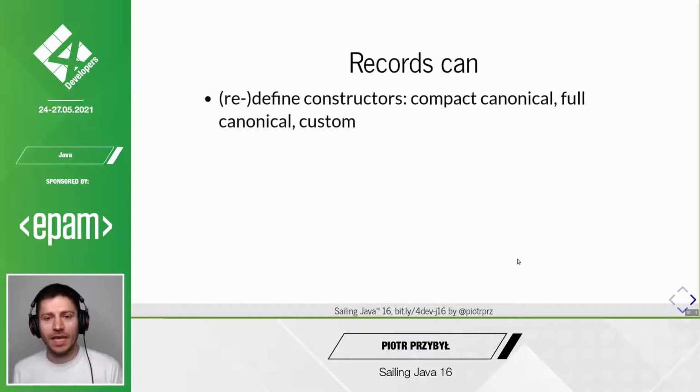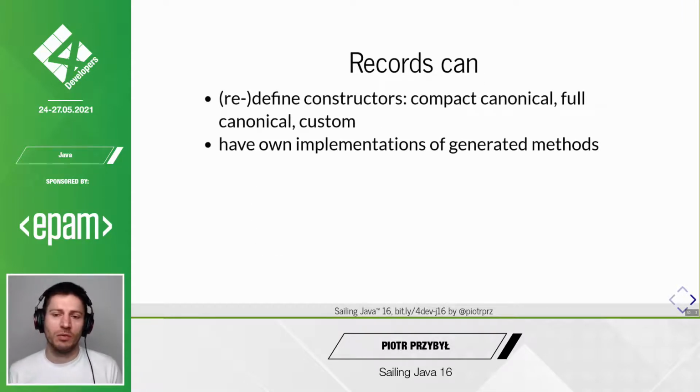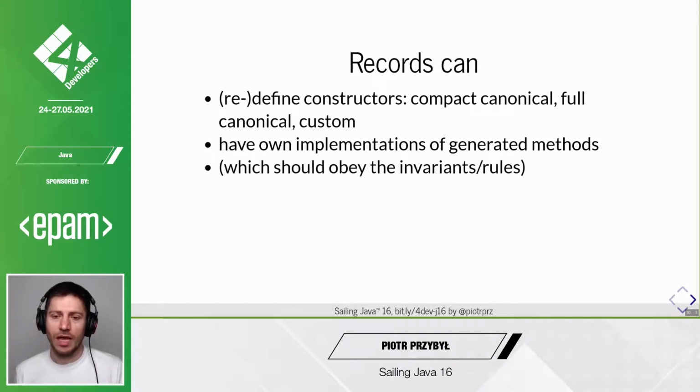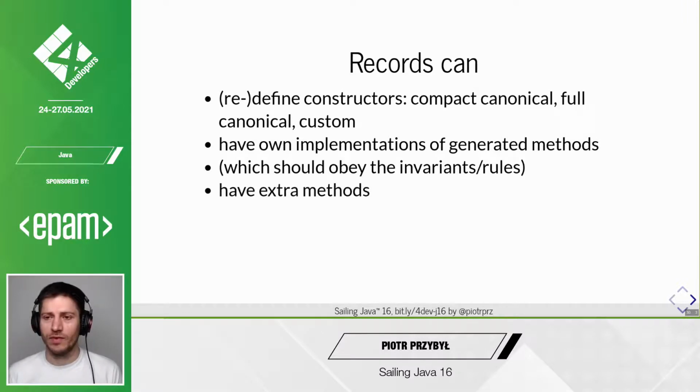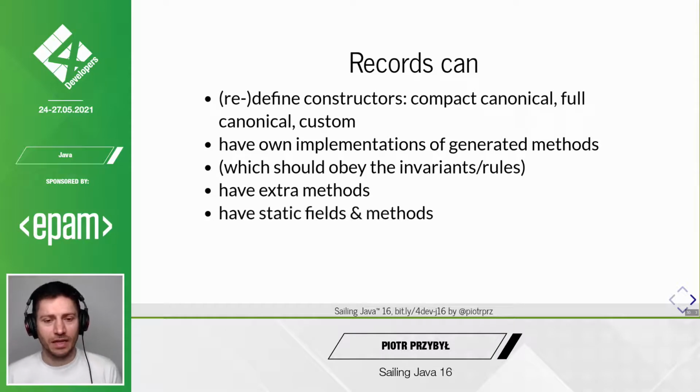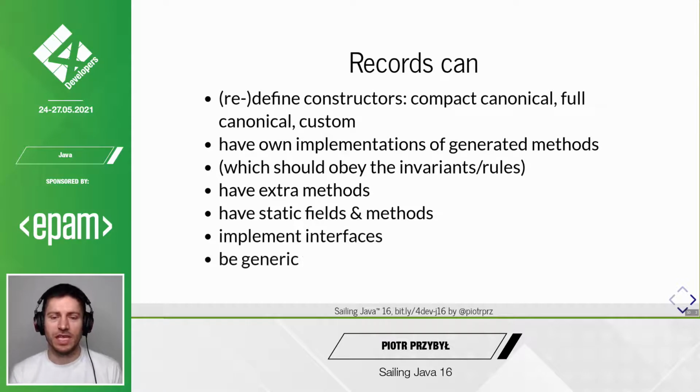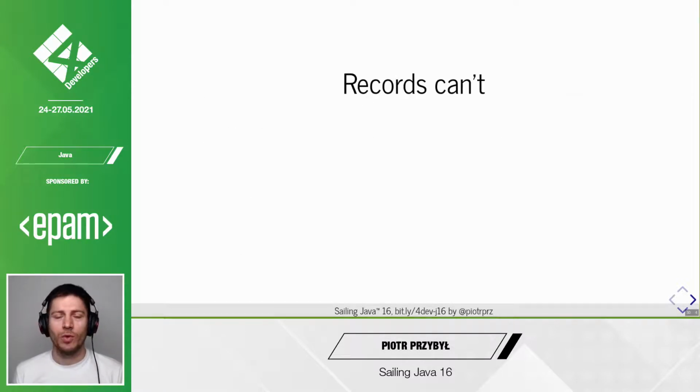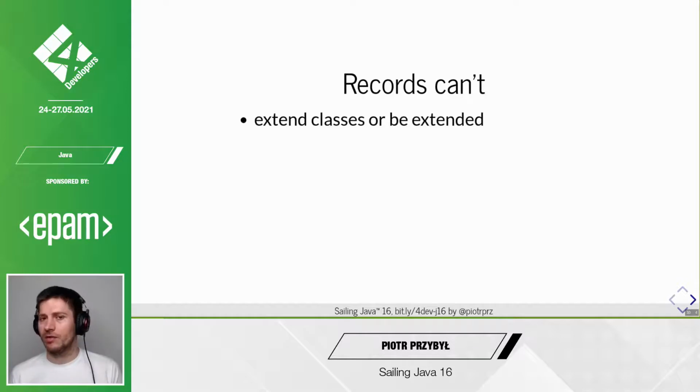What can records do? They can redefine constructors. They can have their own implementations of generated methods. For example, you don't like the toString method, or you don't like the equals method because you are forced to use a mutable collection, for example. Then you override the equals method and so on. And by the way, they should still keep the contracts alive, so they shouldn't be violating the invariants or rules they're meant to follow. We can have extra methods. We can have static fields and static methods, and they can implement interfaces, and they can even be generic, because why not? What they can't do: they cannot extend classes, and they cannot be extended.